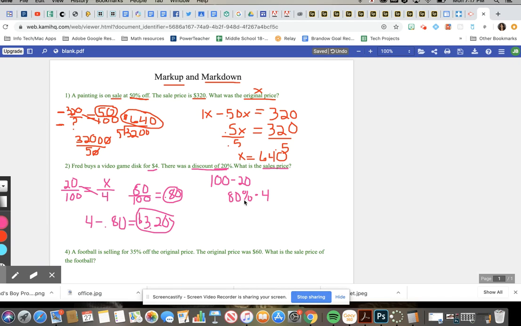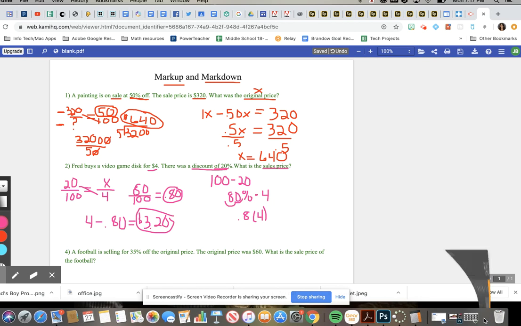because we can't times by percents. But what I can do is change this percent to a decimal, which would just be moving it back 2 places, so 0.8. And then I'm going to take that times the original amount, which was $4. And we should get $3.20.